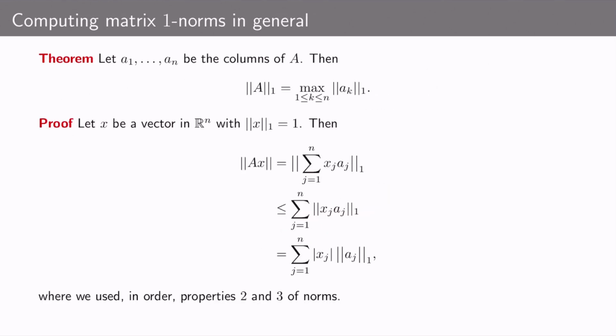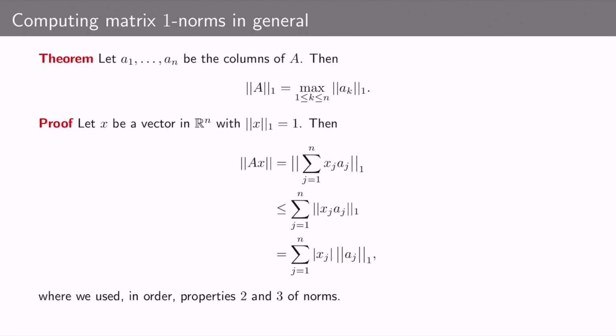Okay, to wrap up our discussion of matrix norms, I'd like to back up my vague claim that computing 1 norms or infinity norms of matrices is actually easier than computing 2 norms. So what I'd like to do is prove a theorem about how to compute the 1 norm of a matrix. If we take a matrix A with columns A1 through An, then the 1 norm of A has this very simple formula. I compute the 1 norms of the columns, and then I take the maximum over all of those 1 norms. And that is the 1 norm of the matrix A.